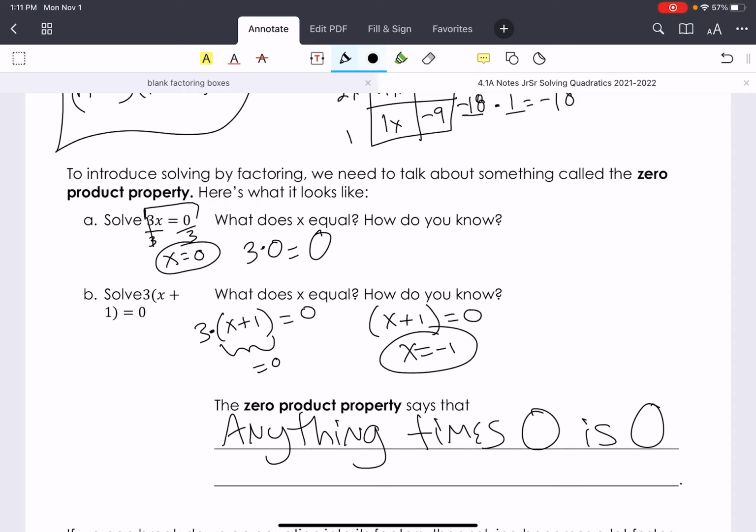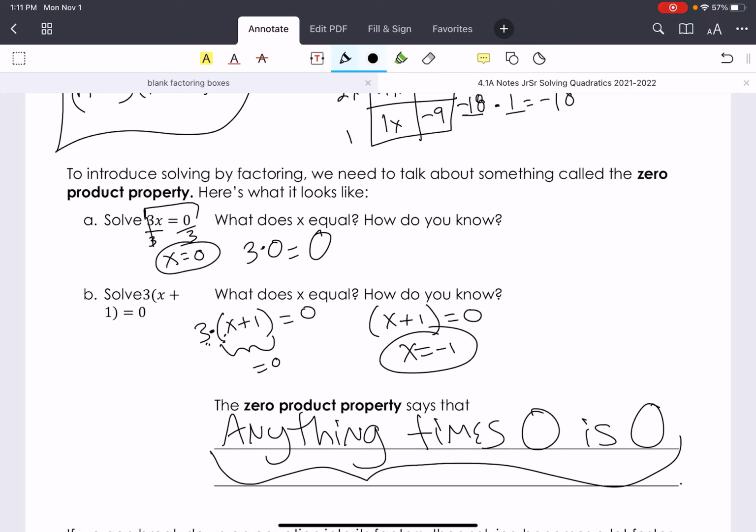That's the idea of the zero product property. If I have two things being multiplied, you don't have to worry about making them both 0. You only have to make one of them 0 because anything times 0 is 0. So the fact that these parentheses were 0 made the 3 disappear. You guys with me? Any questions?